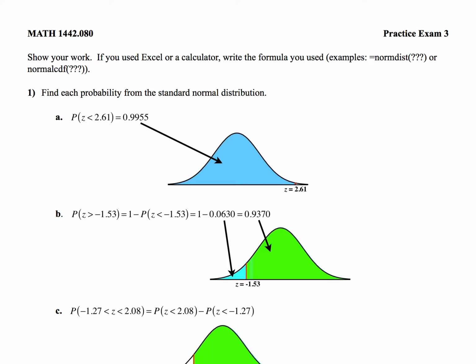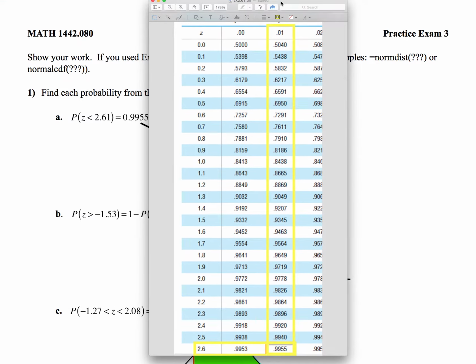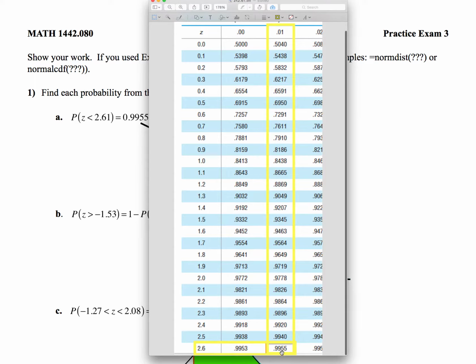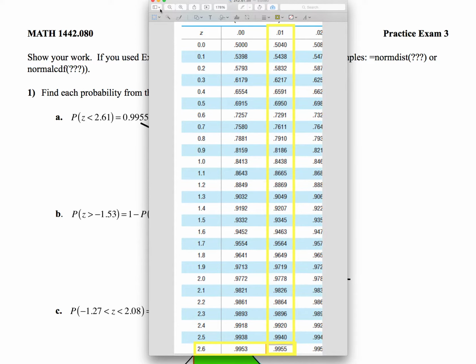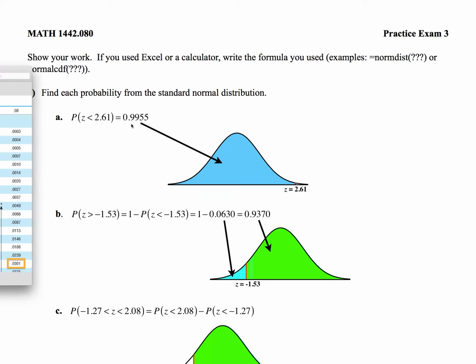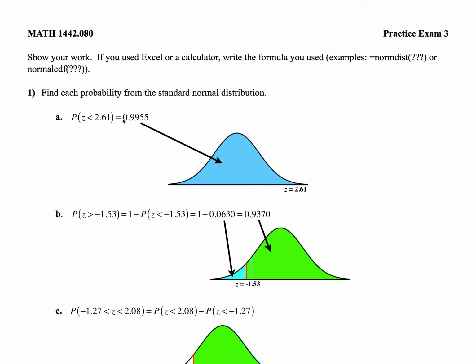And to find out what the area is below the curve to the left of that, we go to our table of z-scores, come to the left column to 2.6, and then over here for the hundredths digit, 0.01. So this would be the area under the curve to the left of a z-score of 2.61. And we see that indicated here, 0.9955. So that's this blue area here.